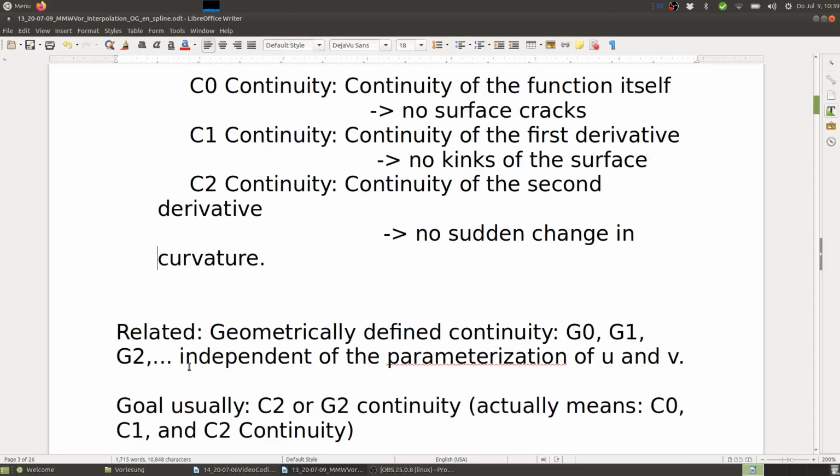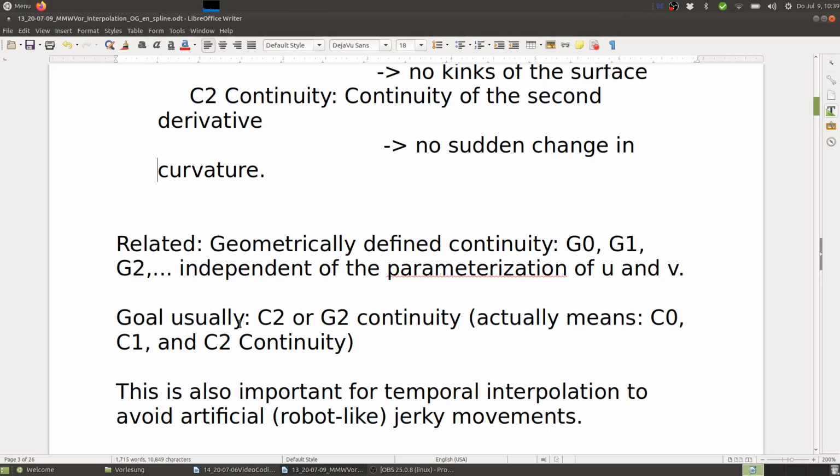Okay, so related to this is a geometrically defined continuity G0, G1, and G2, which is independent of the parameterization of u and v. But for our purposes, they are saying the same thing. So the goal usually is to have C2 or G2 continuity, which actually means including C0, C1 continuity. So we have continuity up to the second derivative. This is also important for temporal interpolation to avoid artificial robot-like jerky movements.